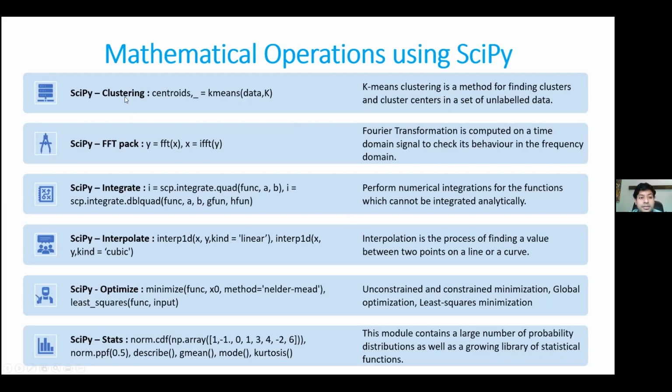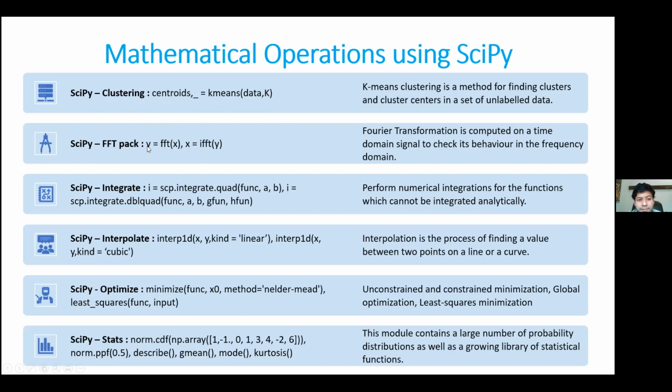So first one is cluster, for example, the use of k-means. If you have data and you define the number of centroids, so capital K is the number of centroids that you need, and you provide that, this algorithm can find clusters for any set of unlabeled data.